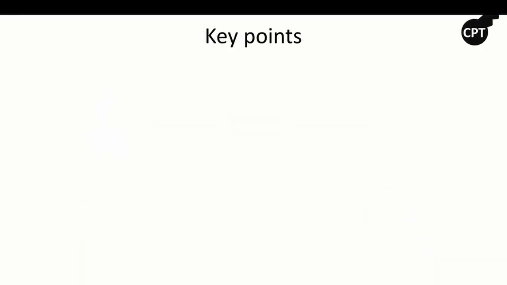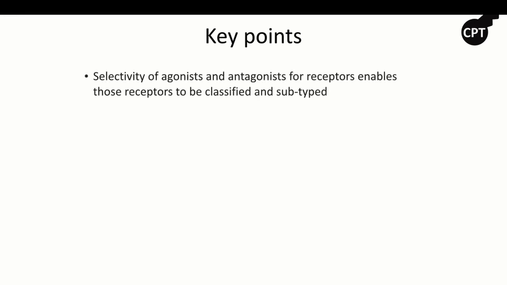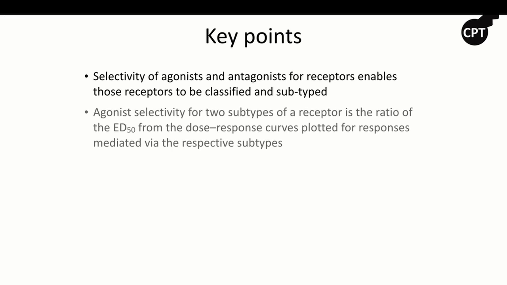That brings me to a brief review of the key points of this presentation. Selectivity of agonists and antagonists for receptors enables those receptors to be classified and subtyped. Agonist selectivity for two subtypes of a receptor is the ratio of the ED50 from the dose-response curves plotted for the responses mediated via the respective subtypes.